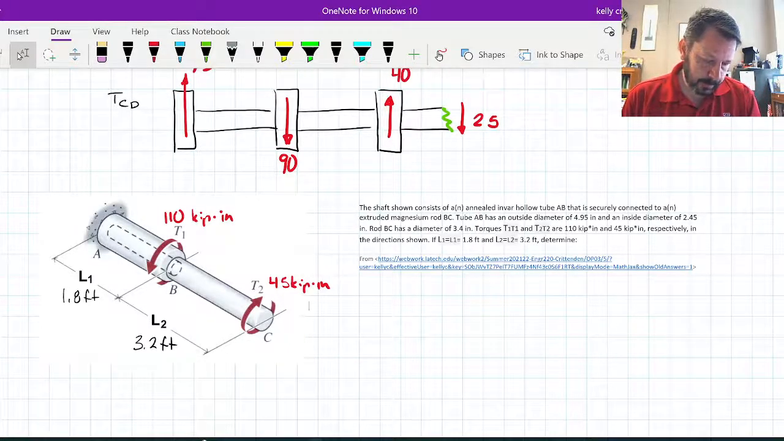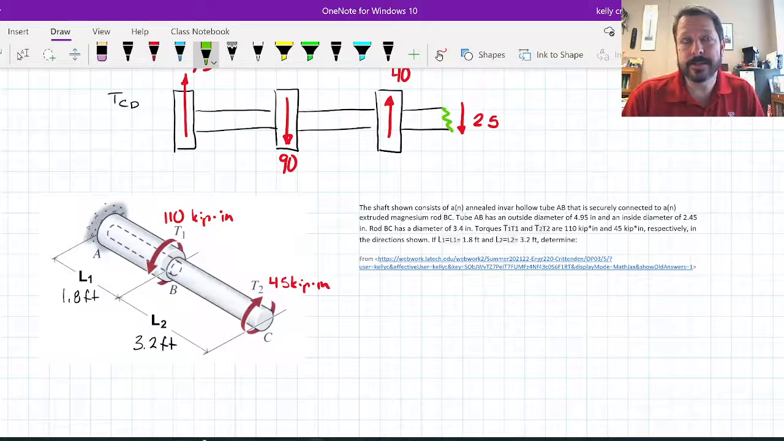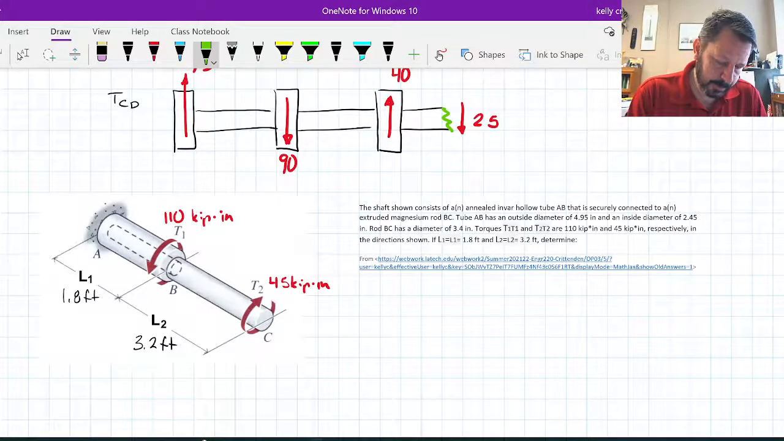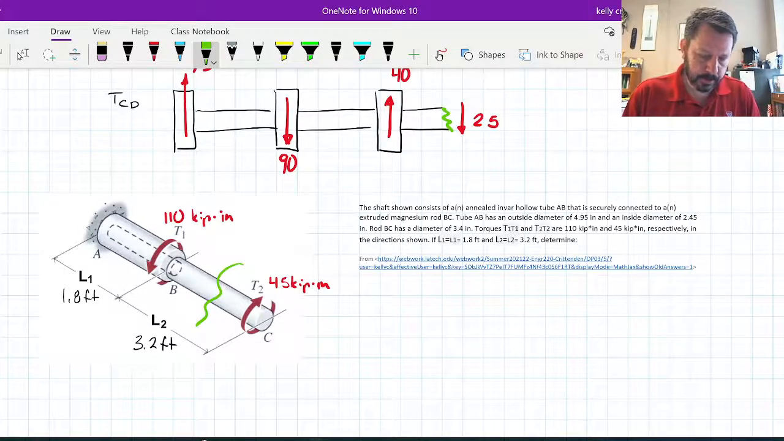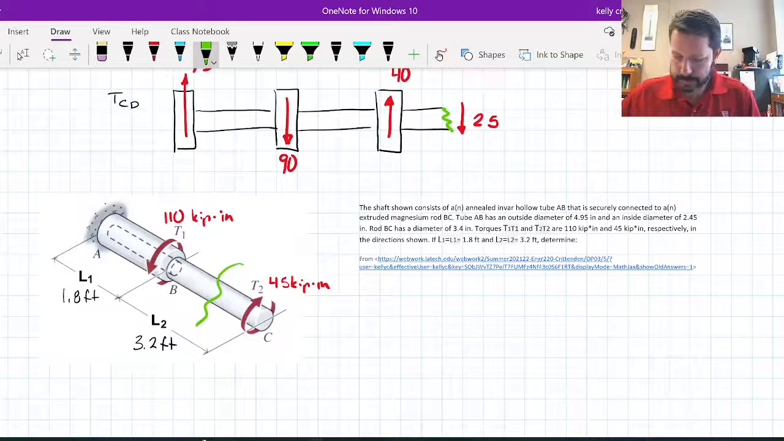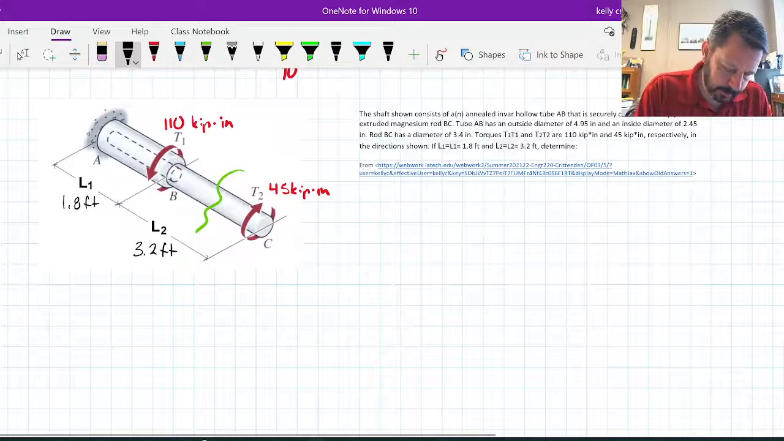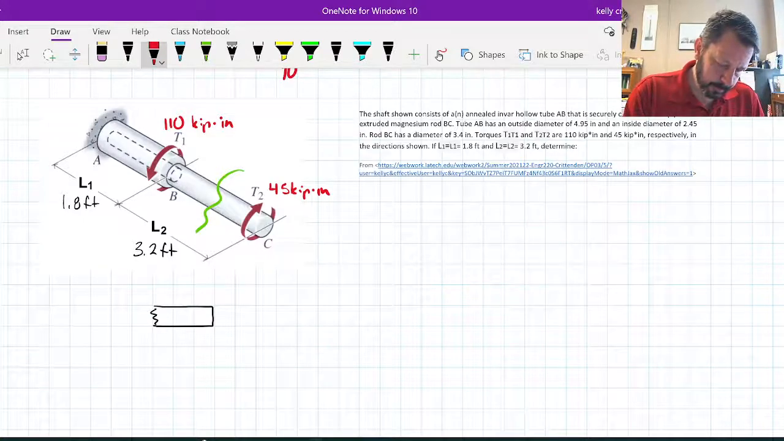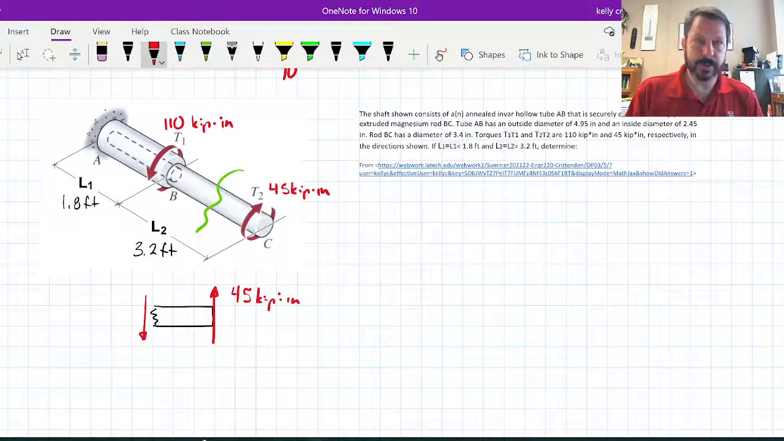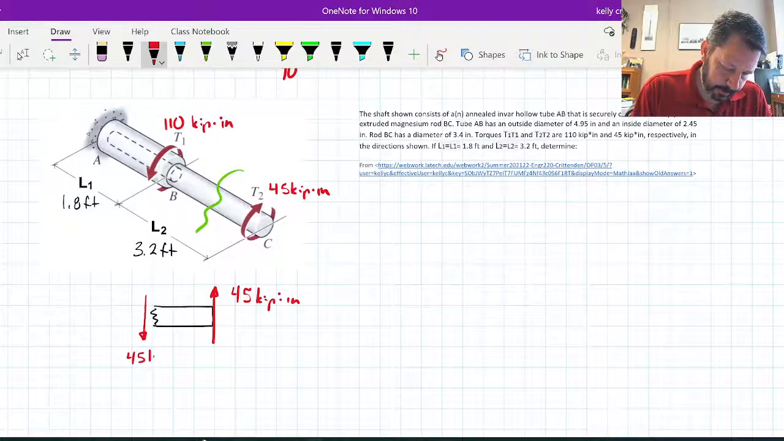All right, so this one's not too different from what we've been doing, but let's work on it. That's the thing about these, they're pretty straightforward and not too confusing. Let's do this guy. I'm going to chop off the little end close to T2 and draw the side view. I'm not going to try to draw it in 3D. I'm going to say that this torque is going up from my side view point of view. So the internal torque there must be going down, and it must be 45 kip inches.